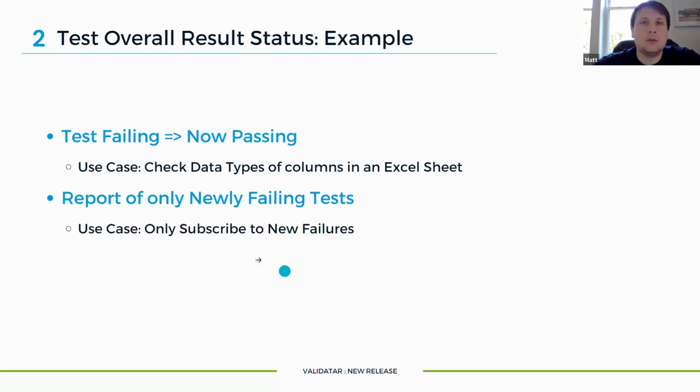The two examples I'm going to show you are, first, one where a test is failing, and then when we run it the subsequent time it starts passing. What does that look like? And then I want to show an example of how you can report on all of these overall test statuses much more easily with our reporting capabilities.